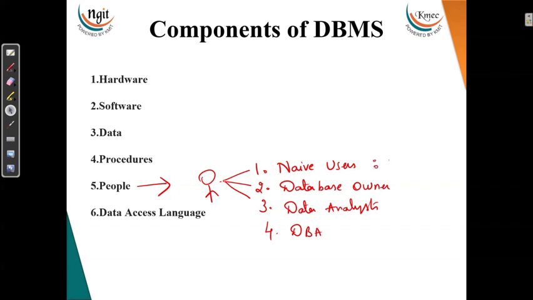Naive users do not have any knowledge or any idea. They will simply interact with the application, and that's how they'll get the output. They do not know how this application is interacting in the background environment and how it retrieves the data. Database owners are the users who have little knowledge about how the data is being created, how this data is stored, and how this data can be accessed. They will know little about SQL language.